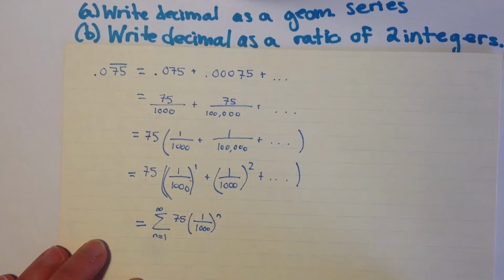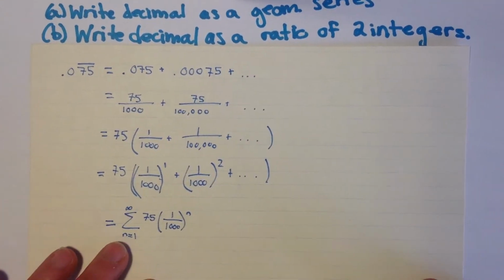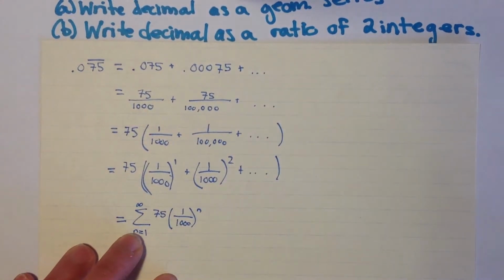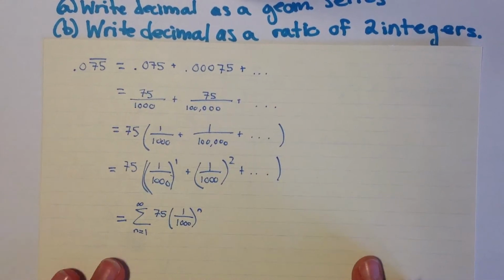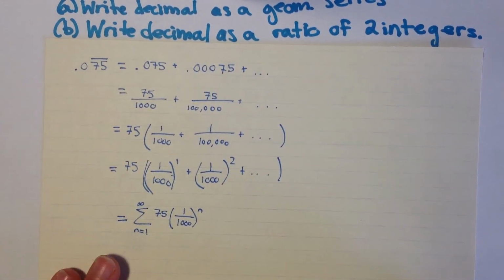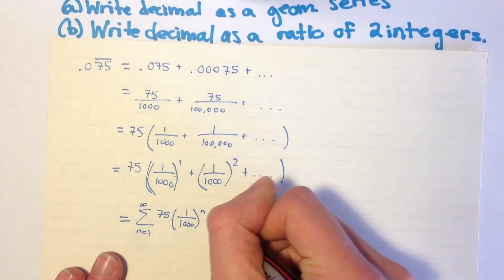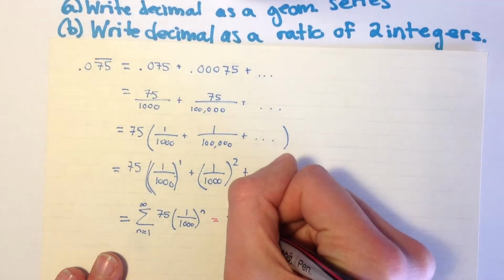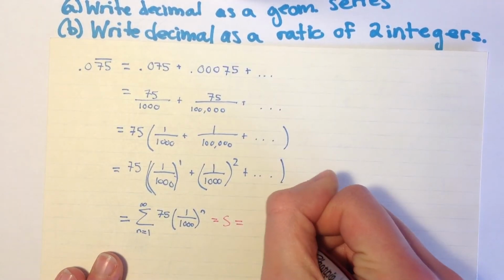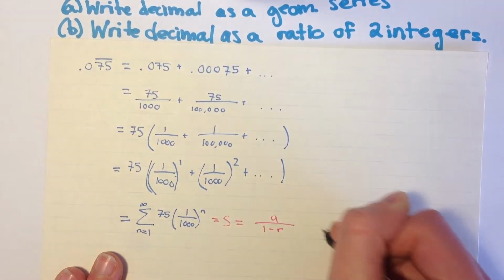So it also wants the decimal as a ratio of two integers. And so I can actually do that by taking the sum, which is going to give me a ratio, like one number over another number. And I can say that my sum is equal to A divided by 1 minus R.